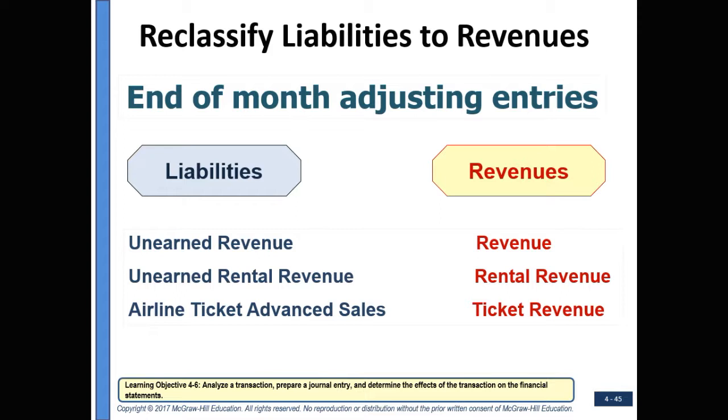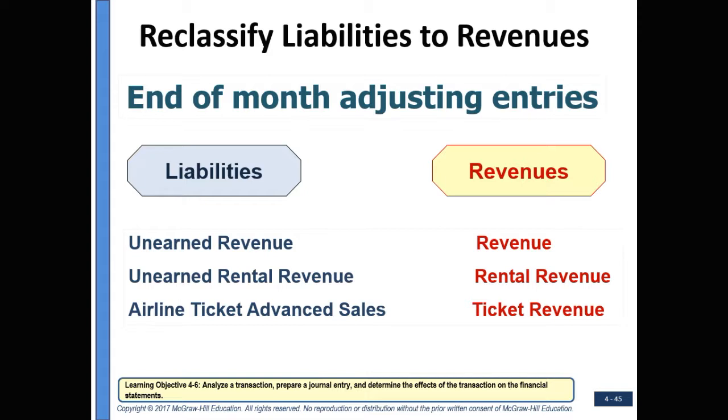Some regular end-of-month adjusting entries. Unearned rental revenue and airline ticket advance sales are examples of liabilities that are reclassified to revenue at the end of an accounting period.